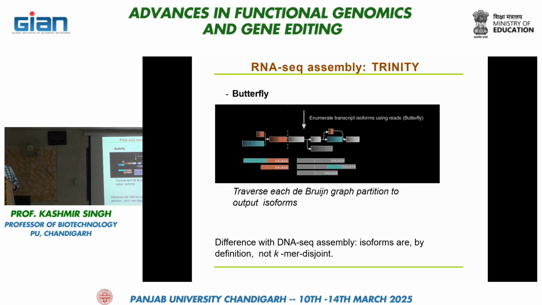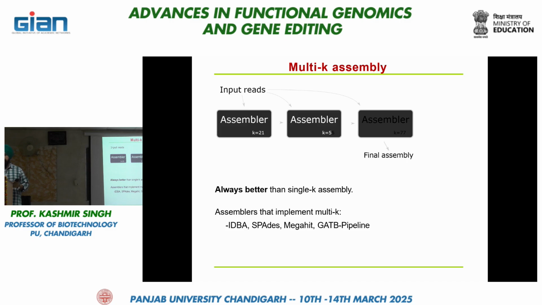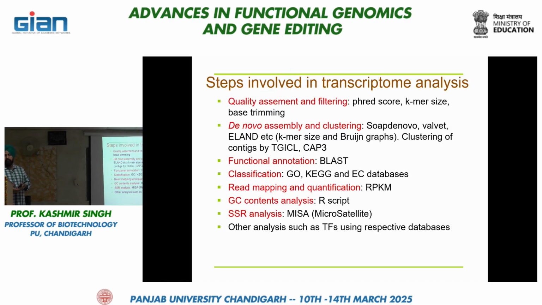Then Butterfly tries to find the isoforms. In between, suppose there is exon skipping or some base changes, or two different alleles from two different parents, it tries to find that. Then you do assembly by using different k-mer sizes, that is, overlapping parameters. You can check it and finally you do that.